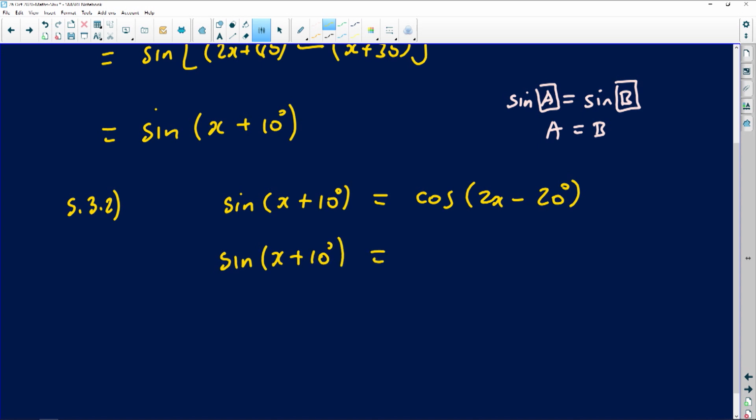And then I'm going to change the right-hand side to sine. But if you're going to change the name, we need a ring. Here's a ring, because this is actually changing the name, okay? Then there you have it. There's my 2x minus 20 degrees.